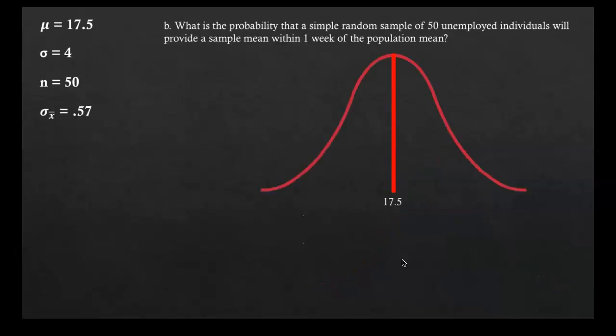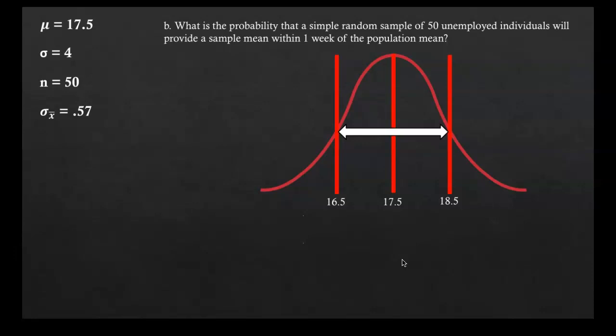So here in part B, what is the probability that a simple random sample of 50 unemployed individuals will provide a sample mean within 1 week of the population mean? So let's put that on our bell curve. So within 1 week, so that's plus and minus 1 week of our mean. So we are going to be looking for the area between 16.5 and 18.5 on this bell curve.